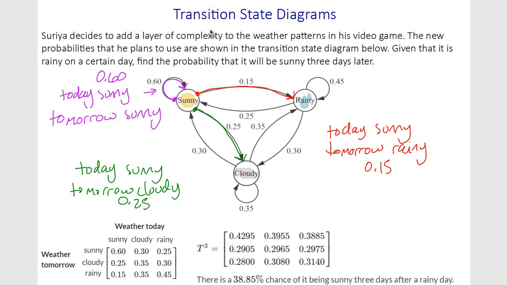Again, we're looking at, it's rainy on a certain day. Find the probability that it'll be sunny 3 days later. So rainy on a certain day and sunny 3 days later. Look down this same column and down the same row, and that's where we get our answer.